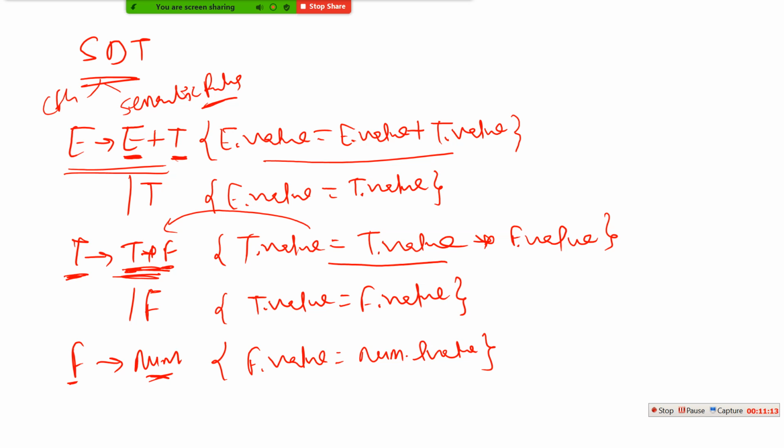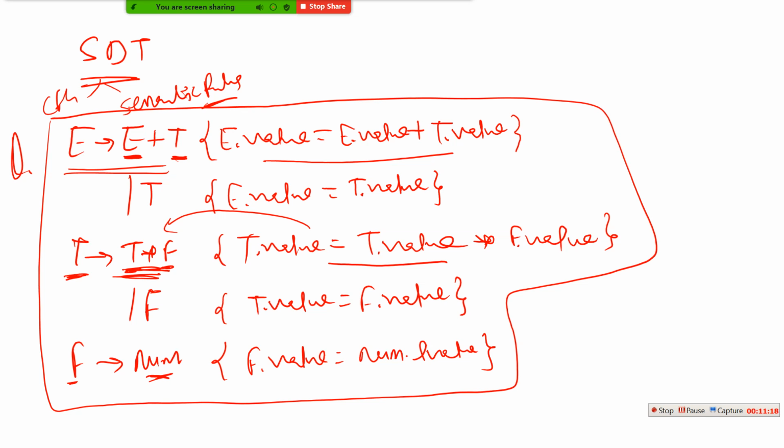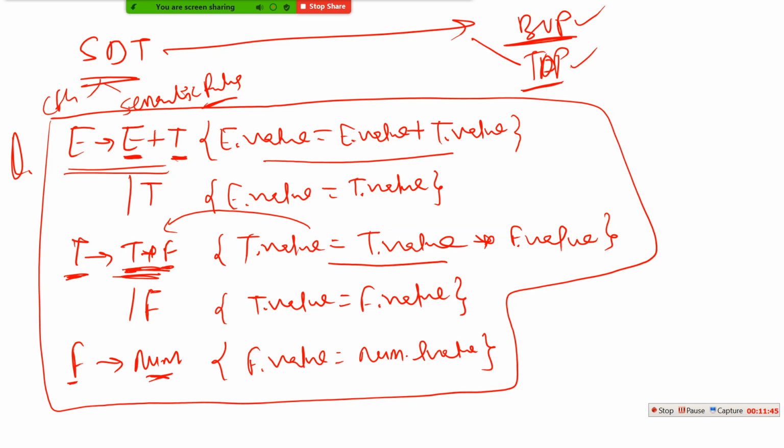So this is an SDT. Suppose this is an SDT given to us, and we need to apply our concepts on this and parse it. So SDT can be parsed from bottom to up, and it can also be parsed top down. It can be parsed using the bottom up parsing technique, and it can also be parsed using top down parsing. It generally depends on the question.